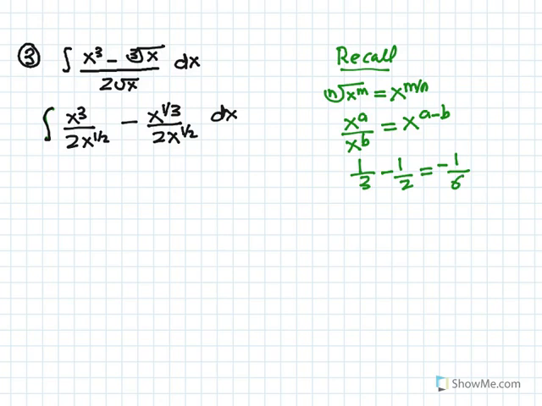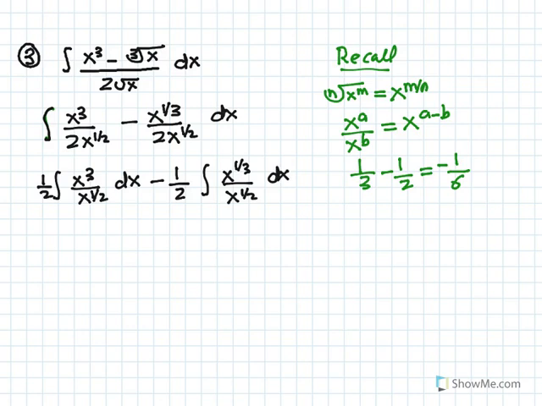All right, back to the question. So we're dividing x cubed over 2x to the 1/2. I'm going to bring the 1/2 out. 1/2 integral x cubed over x to the 1/2 dx, splitting up the integrals, minus 1/2 integral x to the 1/3 over x to the 1/2 dx. So for the first integral, simplifying the integrand, you get x to the 2.5 dx minus 1/2. They have the same base, subtract off the exponents. That's x to the negative 1 over 6 dx.